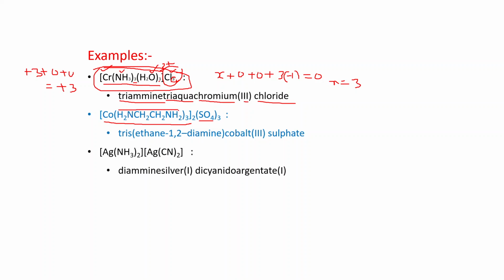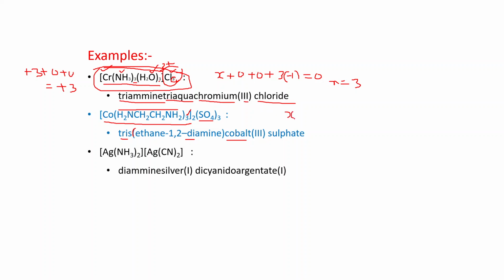This is ethane-1,2-diamine. The "di" is already present in the name of the ligand, and it is coming 3 times. That's why we use the word tris, and the name of ethane-1,2-diamine is written in parenthesis. That's why tris(ethane-1,2-diamine)cobalt. Again, the oxidation state, same way.